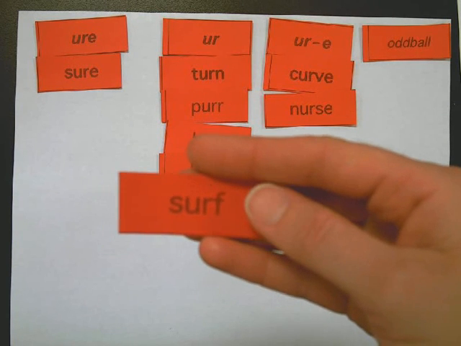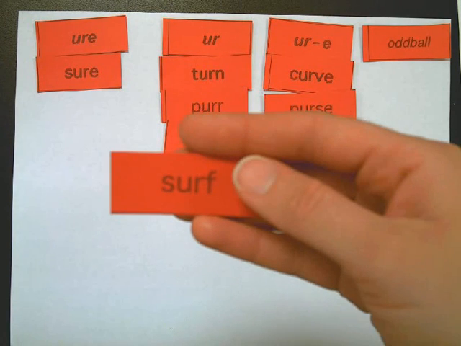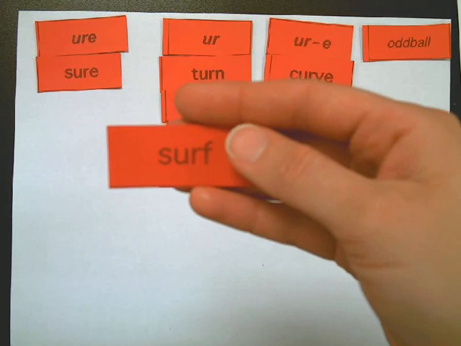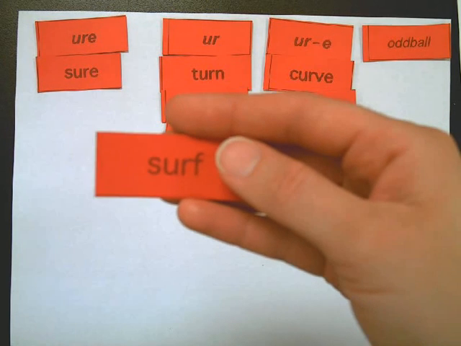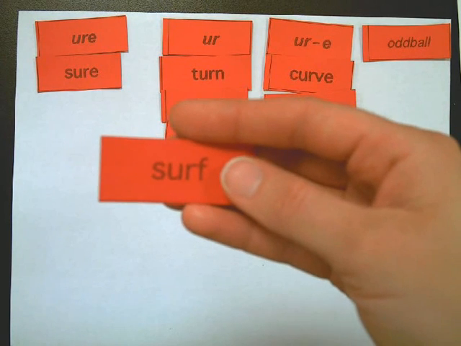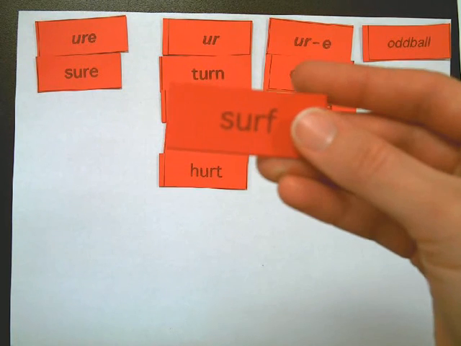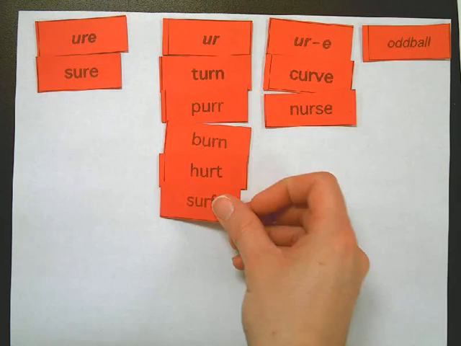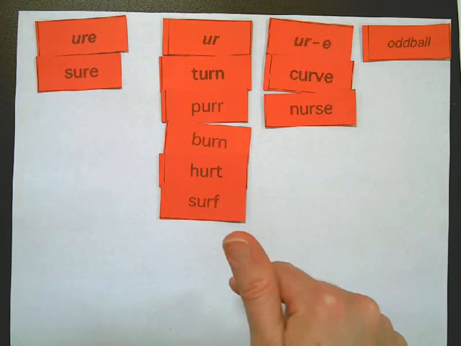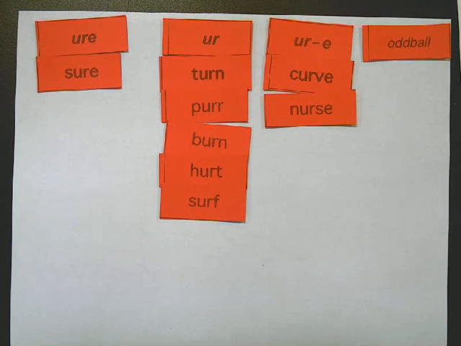This is the word surf. That's like the surfing that you do if you were on the beach. But it can also mean like waves at the beach. The surf of the beach was very strong that day. I hear an sound in this word, and since I don't see an E at the end of it, I'm going to put it here with my other UR words.